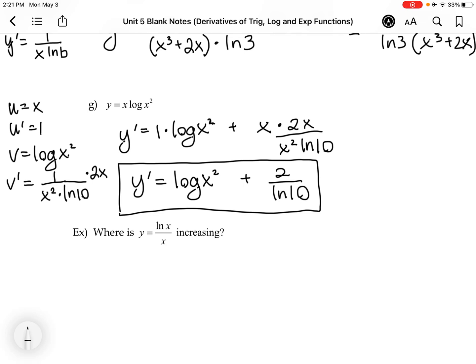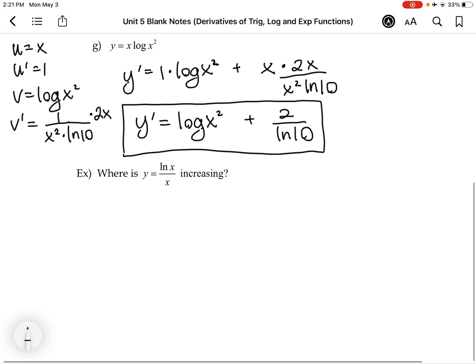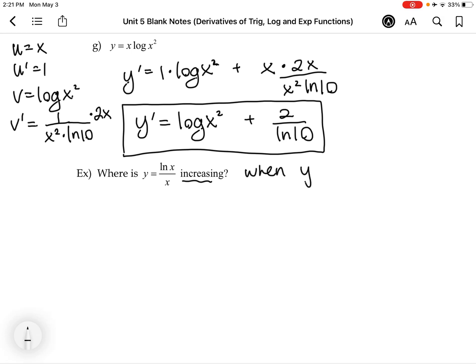Okay. And then finally, we have this last question. Where is y equals ln x over x increasing? Okay, so this is kind of like one of those curve sketching questions, right? So where is it increasing? When y prime is positive. Function's increasing when the derivative is positive. So we need to take the derivative, find the critical numbers, and figure out from those critical numbers which are the regions in which the derivative is positive.